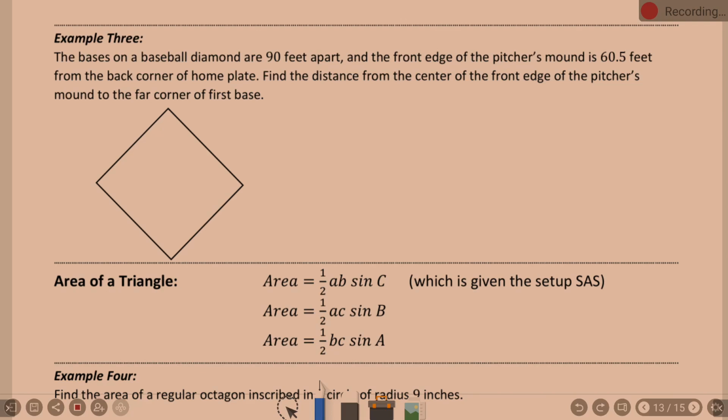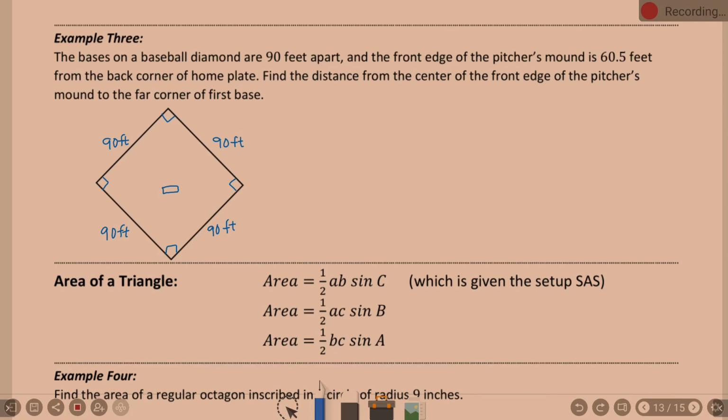The bases on a baseball diamond are 90 feet apart. So what's that mean? All those sides are 90. All these sides are 90. Okay. Then, the front edge of the pitcher's mound. So we have a pitcher's mound. Keep in mind, we have all of our bases at the corner, right? My home plate is down here. Pitcher's mound in the middle-ish. Okay. That's my pitcher's mound.